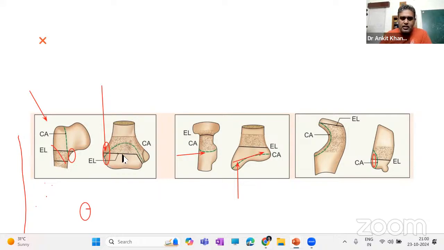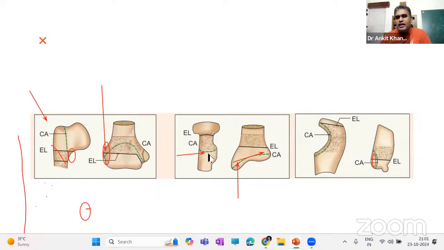You come to the right, the lower end of the humerus. Here also, where is the joint situated? The elbow is situated lower down. Here the joint was over here at the upper part, here the joint is low down. Here you can see the epiphyseal line is mostly inside the capsular attachment. So yeah, here you have too much risk.